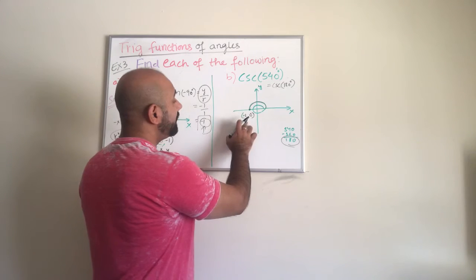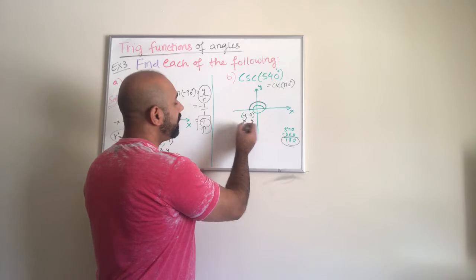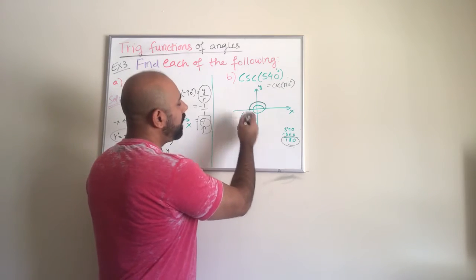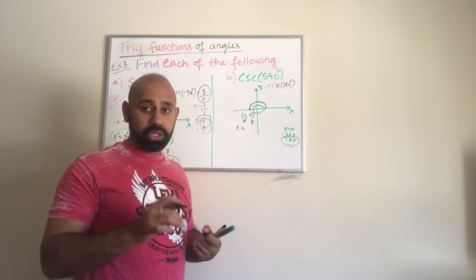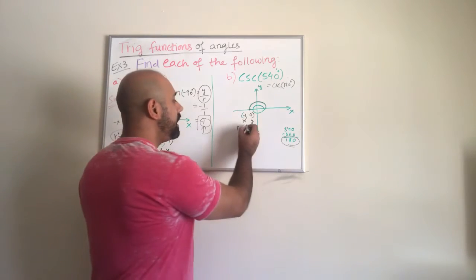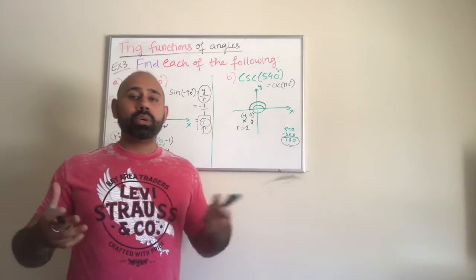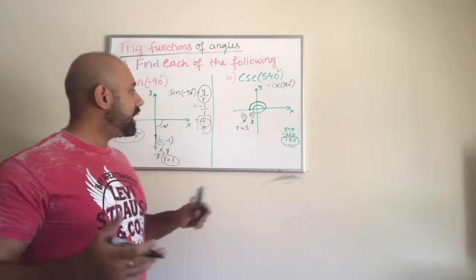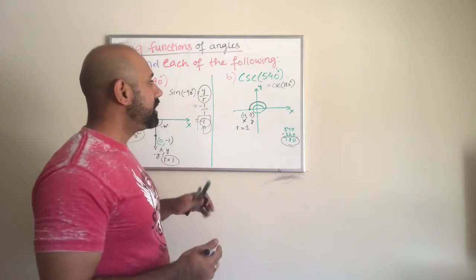Once I have the x and y coordinates, I can quickly identify my r, because I already decided for this point to be 1 unit away from the origin on the left side, so r is going to be +1. When we think of r, we're thinking about the radius, so it is always a positive number. So I have x, I have y, and I have r. Now let us figure out the cosecant of 540.